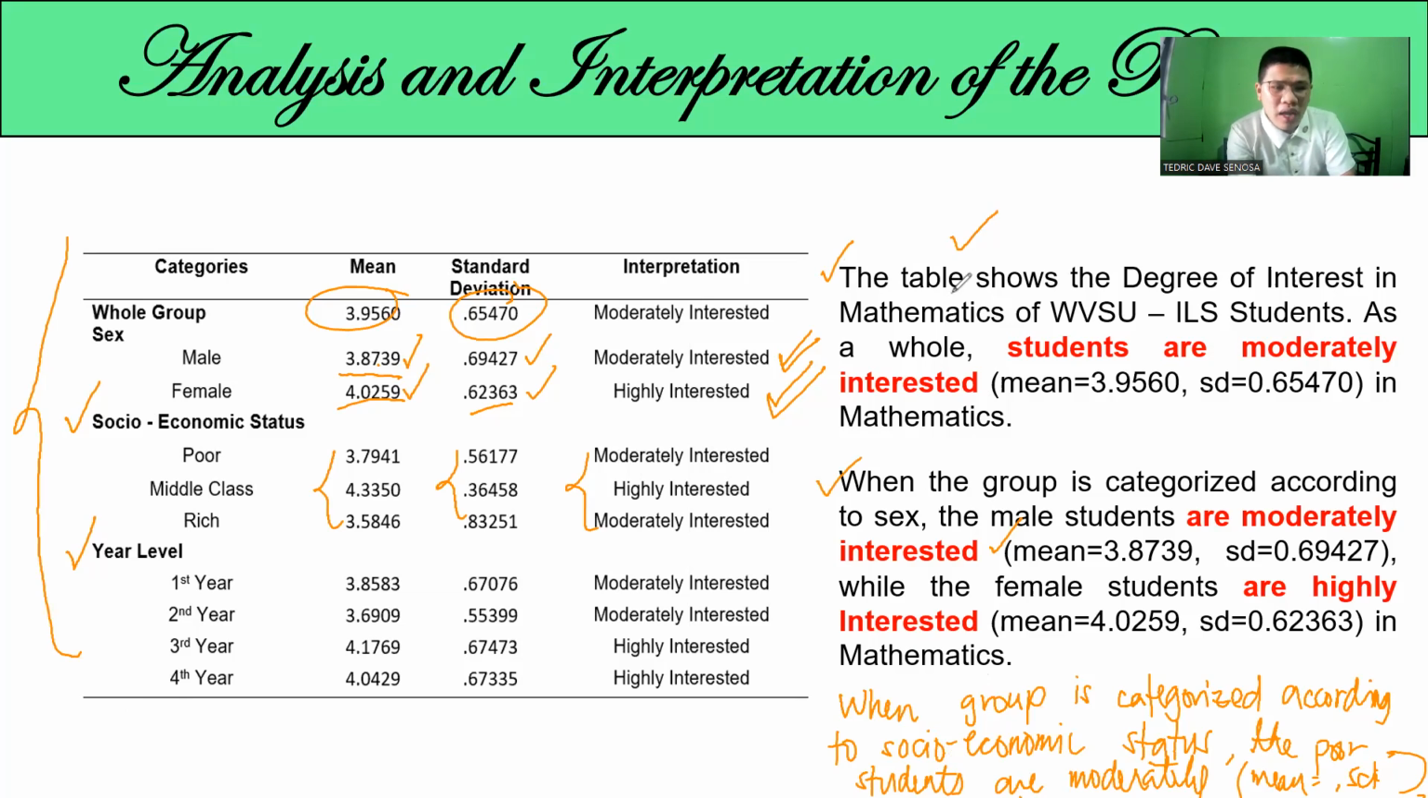Of course, I just did not put the table number here, but it depends on your study. For example, it's Table 2, and of course there is a title above. Table 2 is the degree of interest in mathematics. Of course, there's a title. Mathematics of WVSU ILS students.